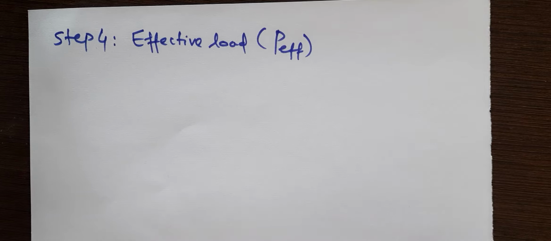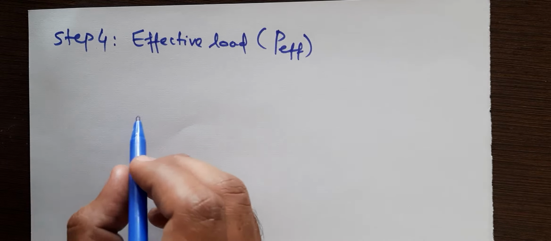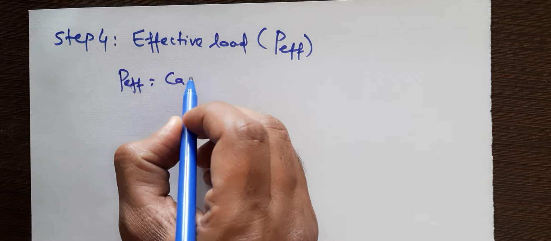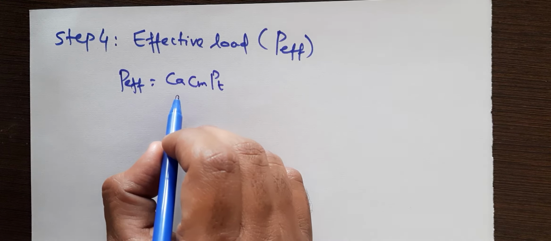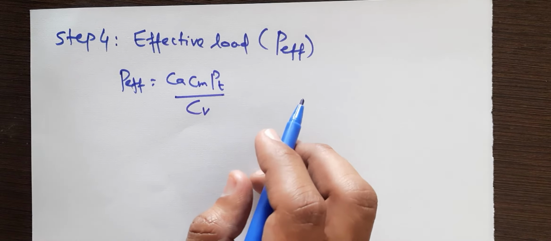Next step is you have to calculate the effective load. So step 4 will be calculation of effective load. By preliminary estimation you can calculate effective load, P effective, as CA CM PT divided by CV. Okay, so by using this formula you can calculate P effective.